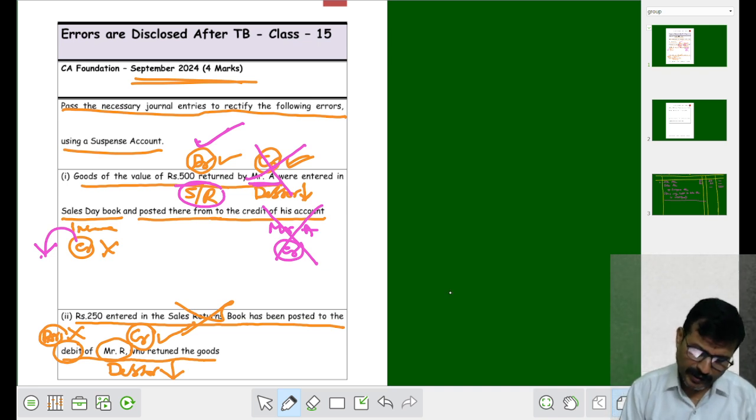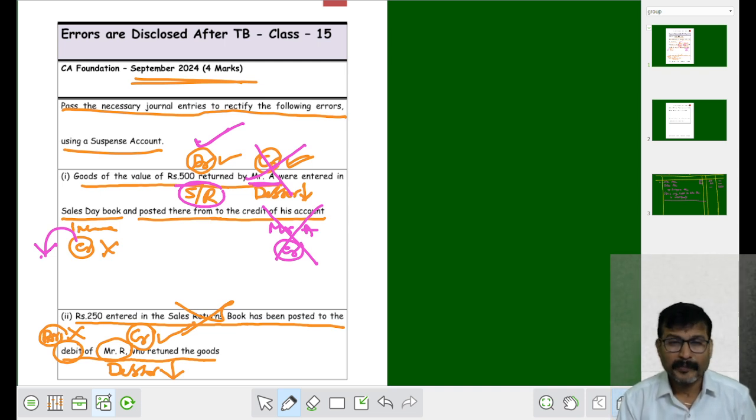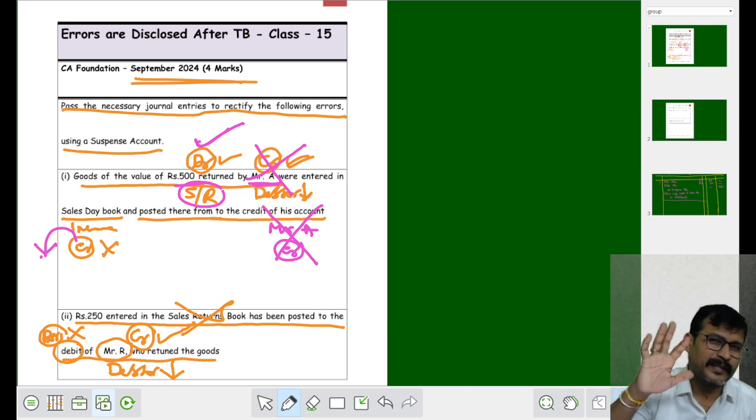Has been posted to the debit of Mr. R when goods returned by Mr. R. Who is Mr. R? Mr. R is a debtor. When the debtor, please listen carefully, returned goods, when the customer returned goods, according to the accounting rules, debtor is an asset.